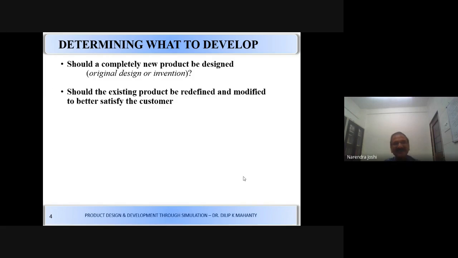Sure. Should the existing product be redefined and modified to better satisfy the customer? So this is the kind of thing where it is already used. For example, I'll give an example of television. Television was there in the box type. Now today there are no boxes. It is history. You have a panel basically. The whole technology has changed, just to satisfy the customer, the quality of the sound.